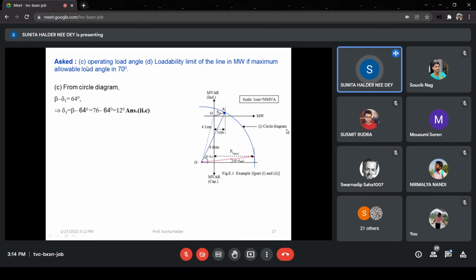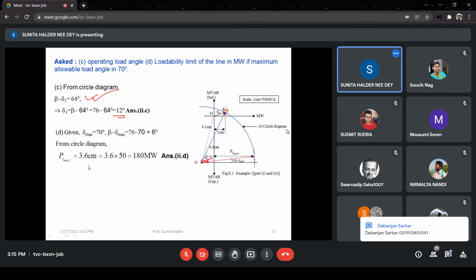Initially we have to calculate the operating load angle. Now you see we have got this one and this one. So beta minus delta 1, I do not know whether you can see it or not, you can measure. I have measured it is 64 degree. So from there beta is known, so delta we can calculate.